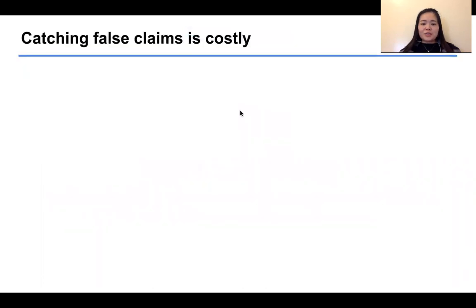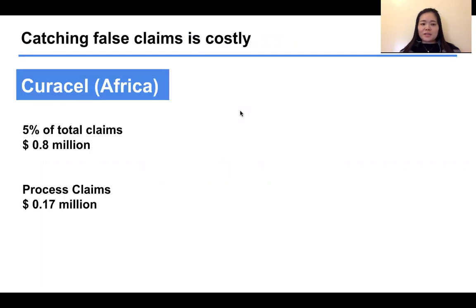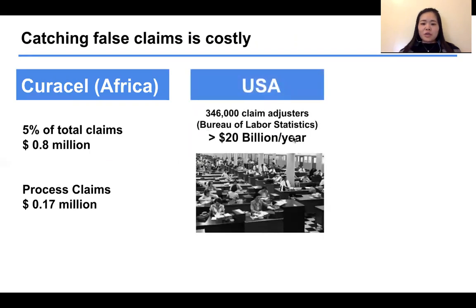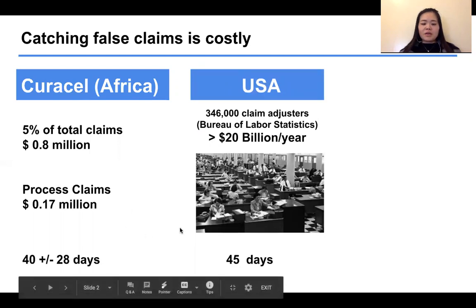False claim is a universal problem for all insurance companies. In the data we get from Curacel, 5% of total claims are false claim, which adds up to $0.8 million. And to combat false claim, the company spent over $1.17 million to process those claims. This value can be as big as 20 billion per year for the USA. Processing claims also takes a long time, an average of over 40 days, and causes the cost of premium to go higher.